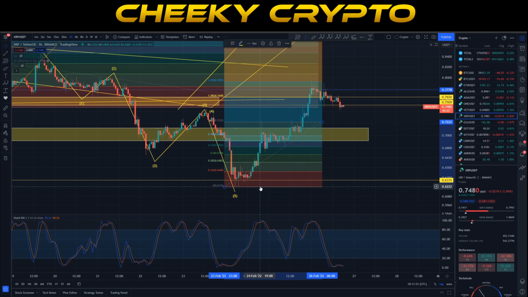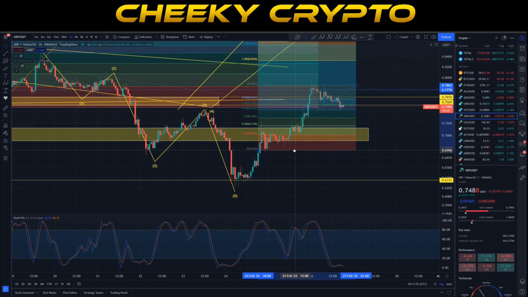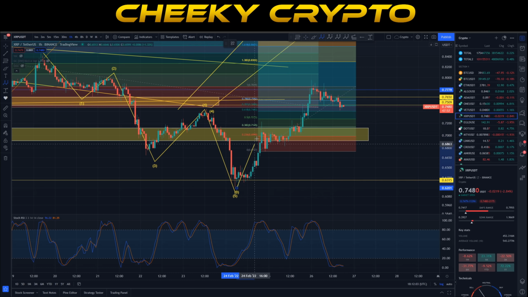So this is our A wave. We take this and we transpose it over to the bottom of our B wave just here, and we can see that we actually just wicked above the 1-to-1 ratio, but we're pretty much exactly where we'd expect to be. And again, this is just an A up, a B wave down, and a C wave higher.